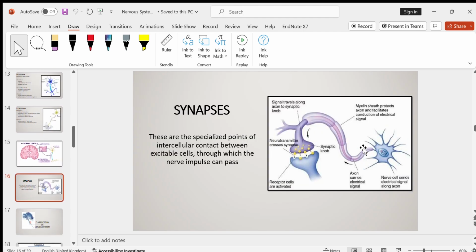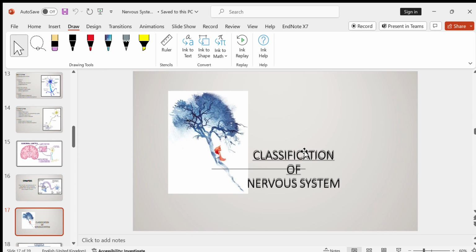What is a synapse? Synapse is that area where one neuron ends on another neuron, and it is responsible for transmission of impulses. For example, this is the ending of one neuron and this is the start of another neuron, and here there is a synaptic junction being formed and responsible for transfer of impulses.